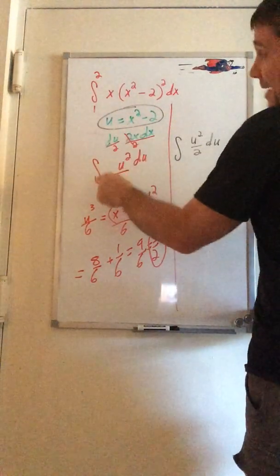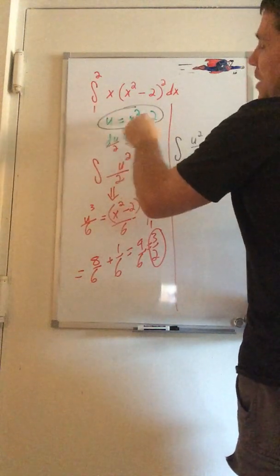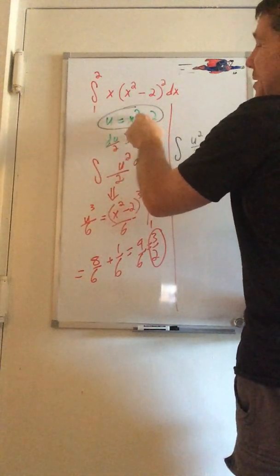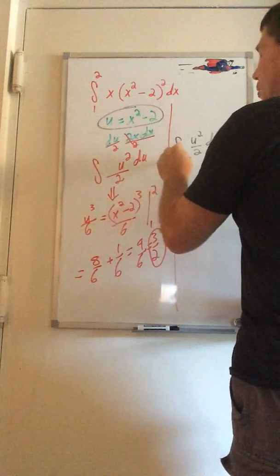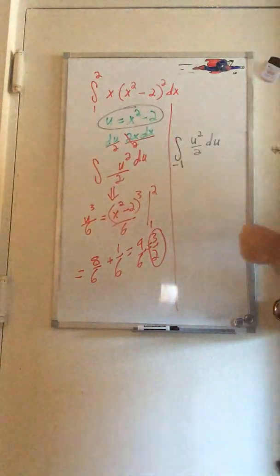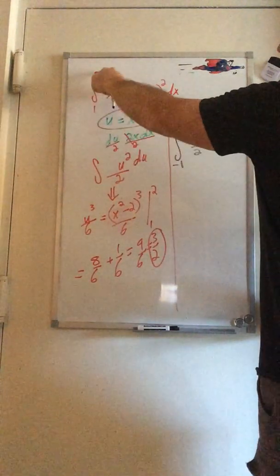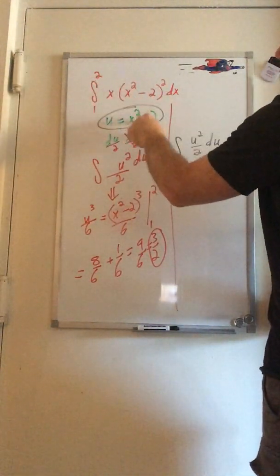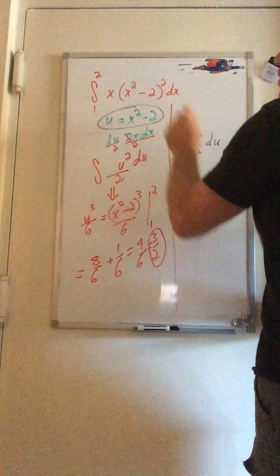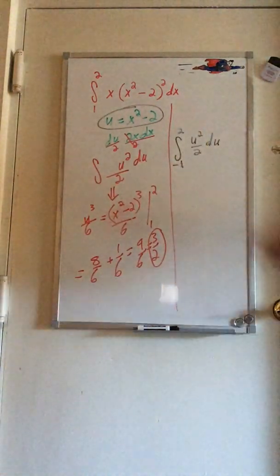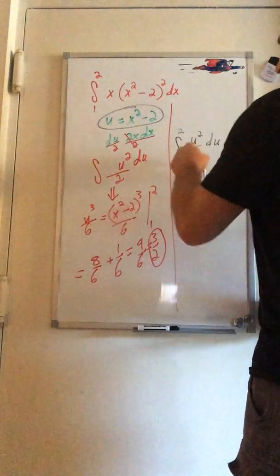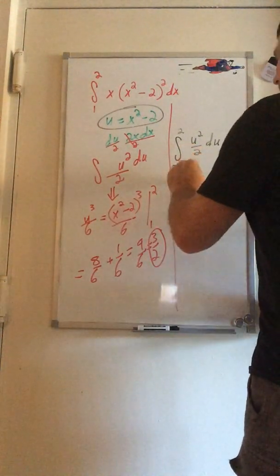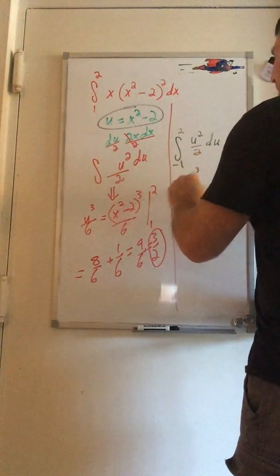So, if x is equal to 1, u is 1 squared minus 2. 1 squared is 1, 1 minus 2 is negative 1, so my lower limit is negative 1. If x is equal to 2, u is 2 squared, 4 minus 2, which is 2. Now I have limits for u, now solve that. So if I integrate, I get u cubed over 6.